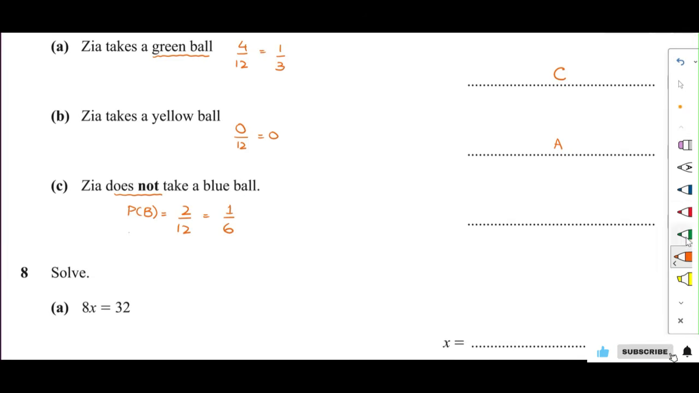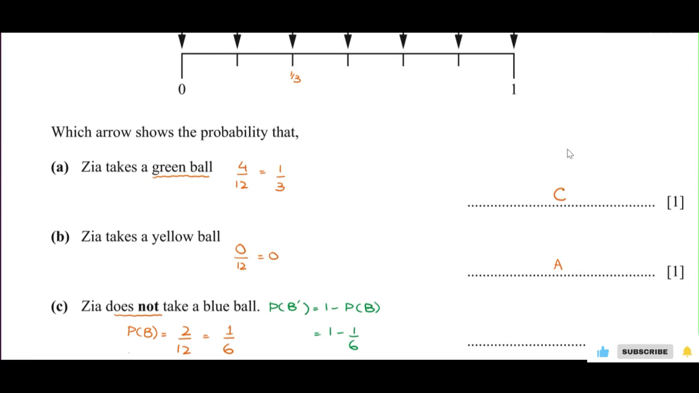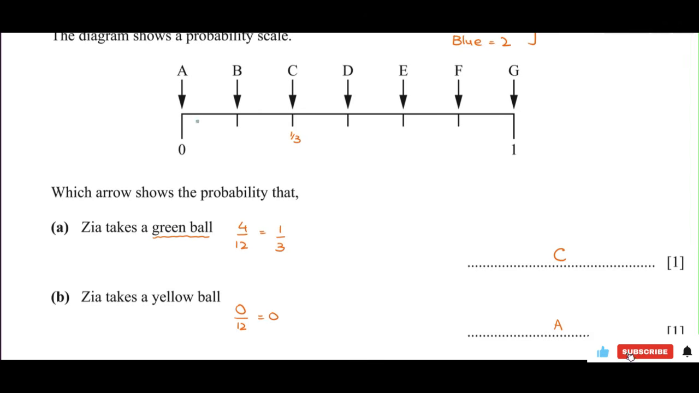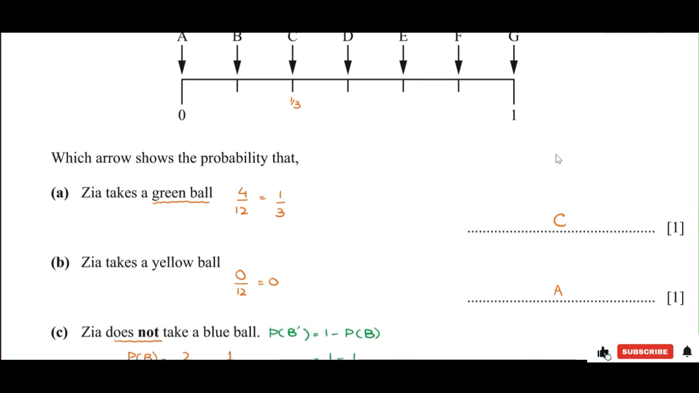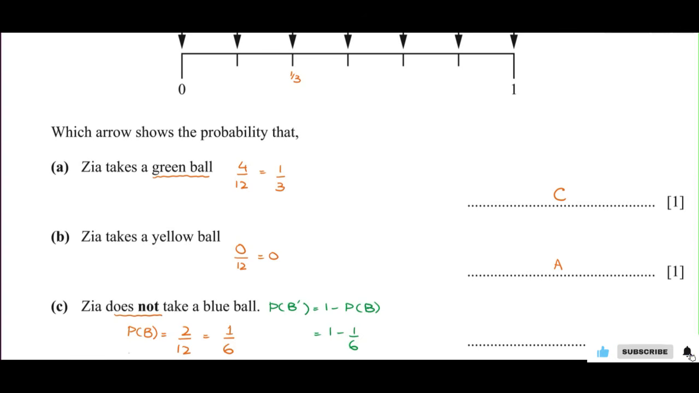Now we need to figure out the probability of not blue. Probability of not blue means 1 minus probability of blue. So this is 1 minus 1 out of 6. So 6 times 1 is 6, and 6 minus 1 is 5 by 6. Okay, so where we have 5 by 6, let's see. So 1, 2, 3, 4, 5. 5 out of 6. Yeah.